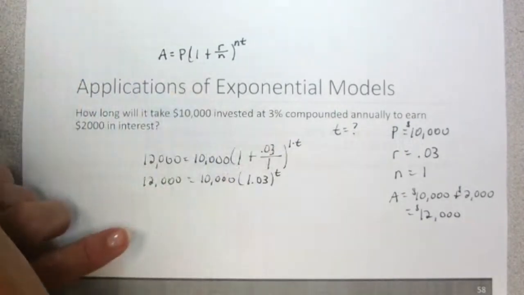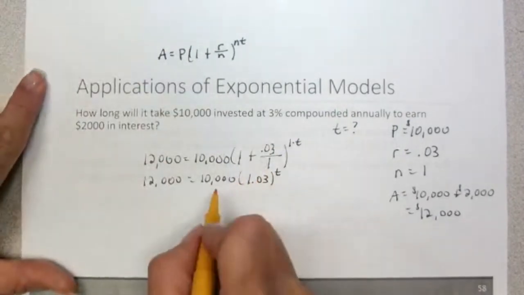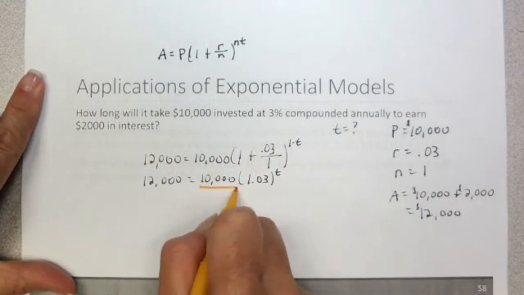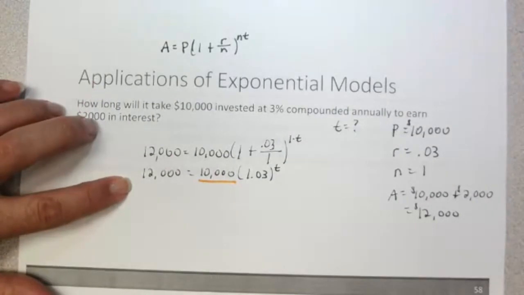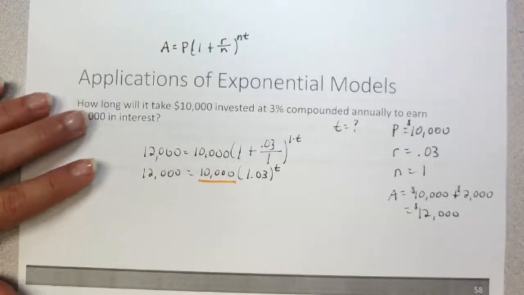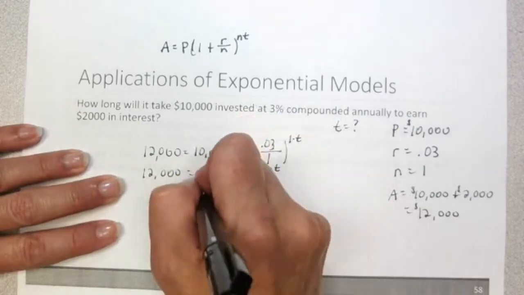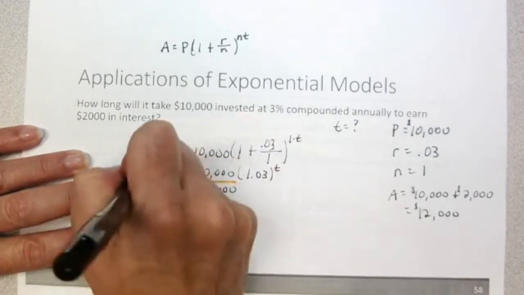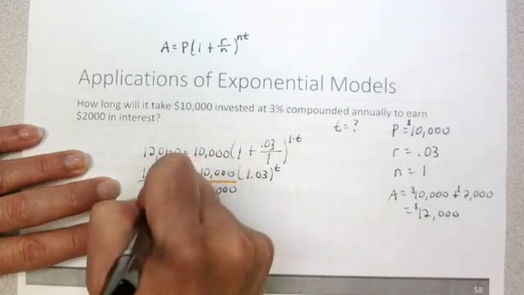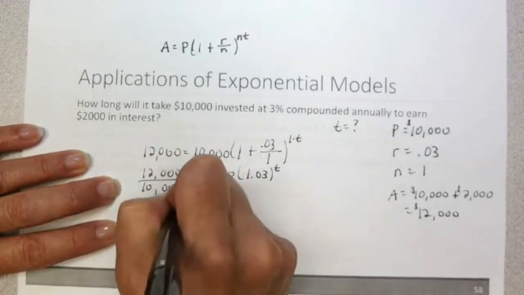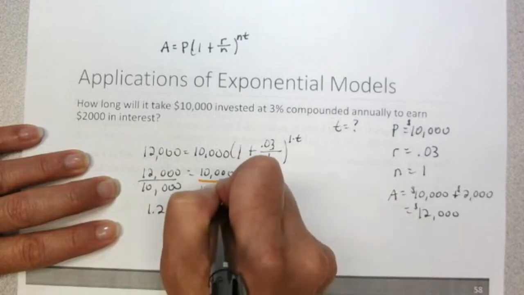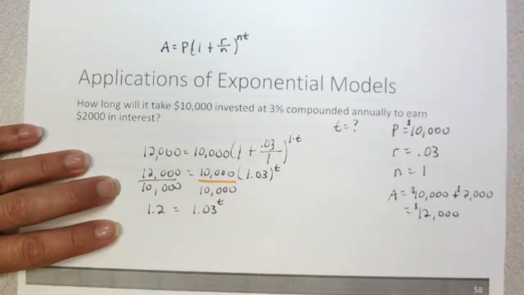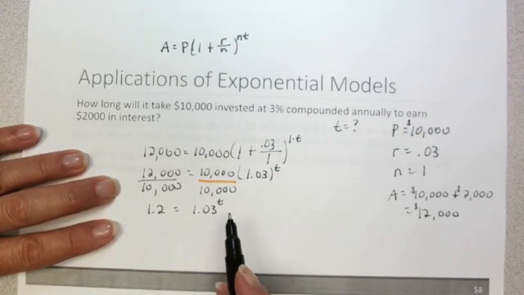Well, I have this coefficient, or product, in front of my exponential expression, and I can't have that if I want to convert this over to logarithmic form. That's probably the method that I would use here. So I'm going to need to divide it away. Let's divide both sides by 10,000. So then 1.2 is equal to 1.03 to the t power. Now I can go ahead and convert this over to logarithmic form, or I could take the log of both sides. That would work.